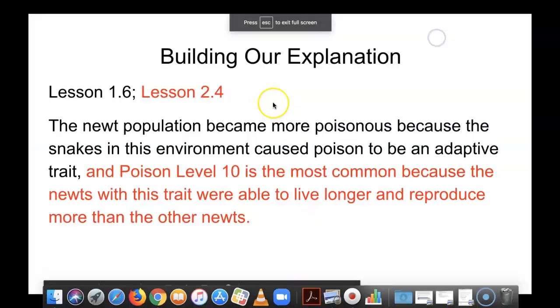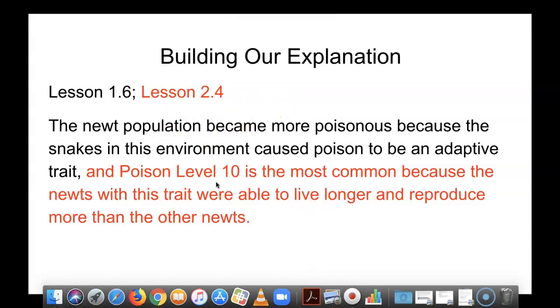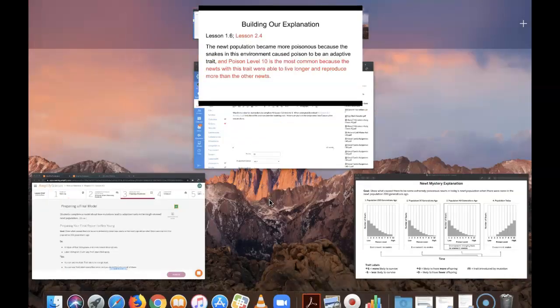In lesson 2.4, we did develop this explanation. This is still accurate, it's just incomplete given the new information about the newt population from 200 generations ago. We got evidence in lesson 3.1 about the absence of poison level 10 in the original population. If you need to, you can go back to your work from the previous lessons to help you when you're going to do this activity.